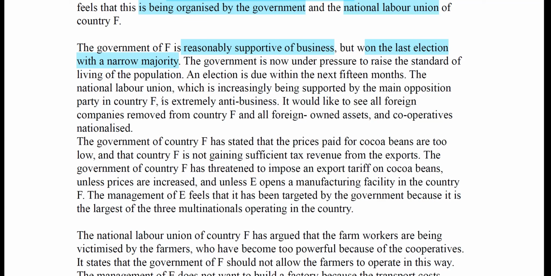And it's extremely anti-business. It being extremely anti-business means that it is what? Against business. So does that mean it is supportive or opposing? Opposing. And it would like to see all foreign companies removed from country F. Wow. And all foreign-owned assets and cooperatives nationalized, expropriation, they'll take everything.